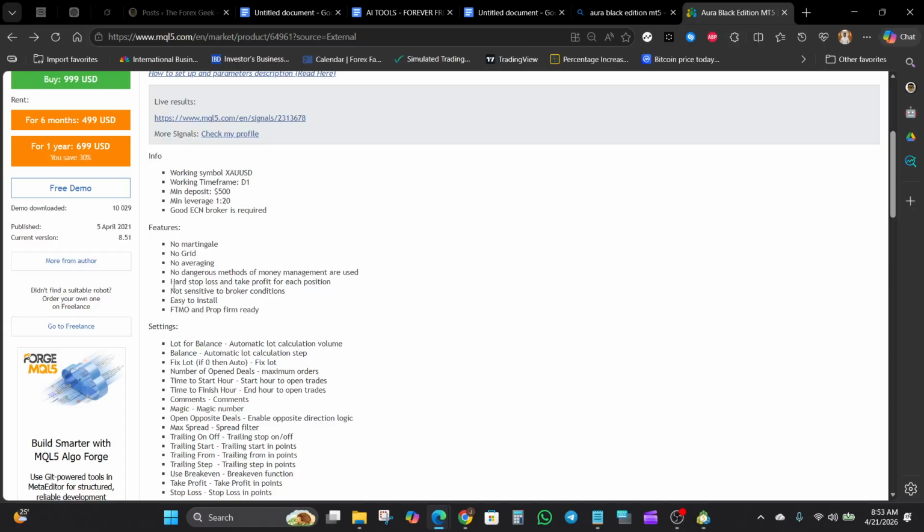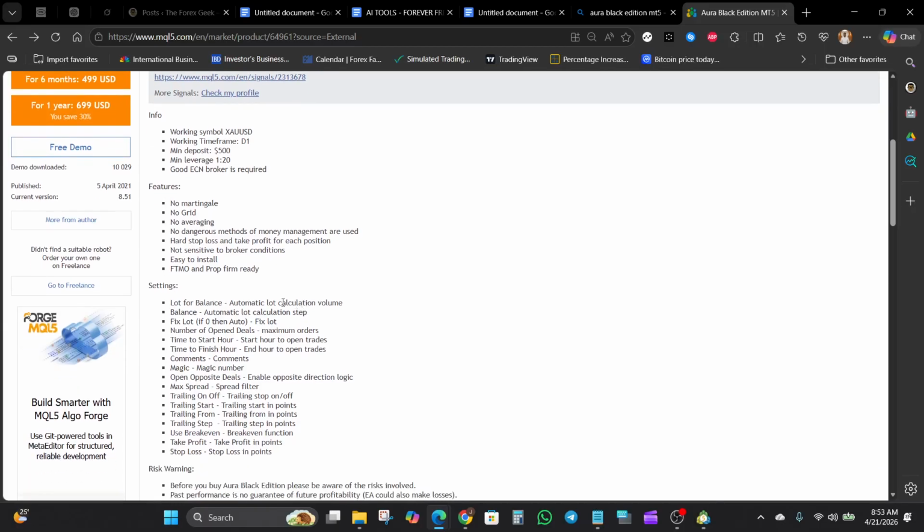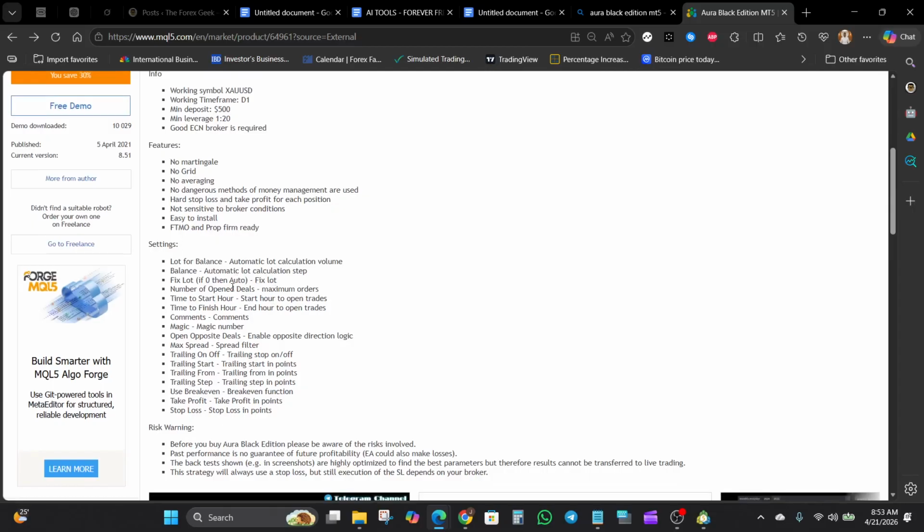We can also say that it uses a hard stop loss and take profit for each position, right, on every trade, which means that every position has predefined risk and reward levels. It also includes automatic lot sizing based on account balance, right? You can see automatic lot calculation volume, and then we have the option for fixed lot, I mean, you can see that here if you prefer manual control.